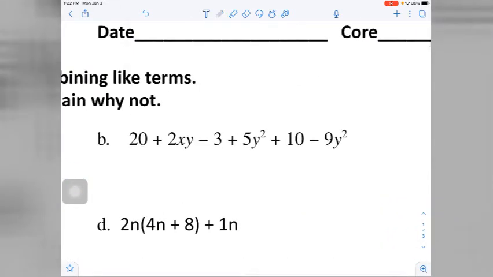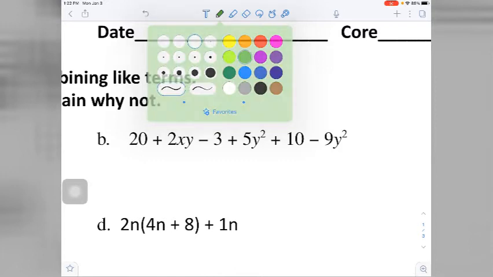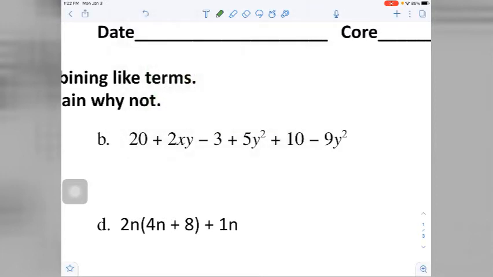B works the same way. This one's easier actually because there's no tricky parentheses, but I do again recommend that you go through and change all of your subtraction to adding negative, adding the opposite. It means the same thing, but it just saves you confusion.